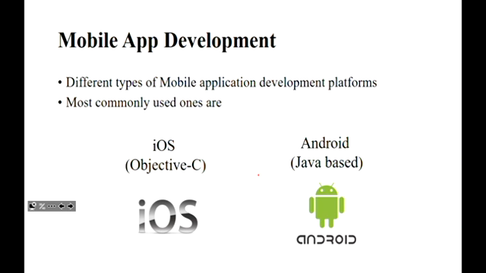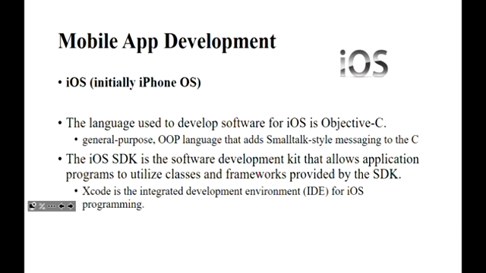So let's go briefly through the iOS system. The language used to develop software for iOS is Objective-C, a general purpose object-oriented language that adds Smalltalk style messaging to C. The iOS SDK is the software development kit that you can install on your systems, and then you can go ahead with mobile apps development. In this case, Xcode is the integrated development environment, IDE, for iOS programming.